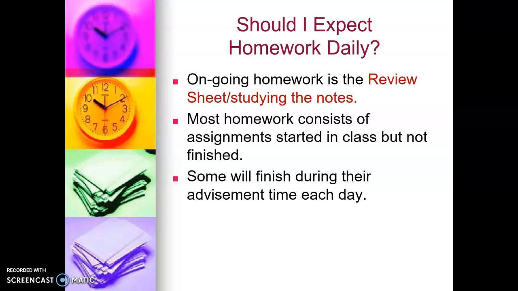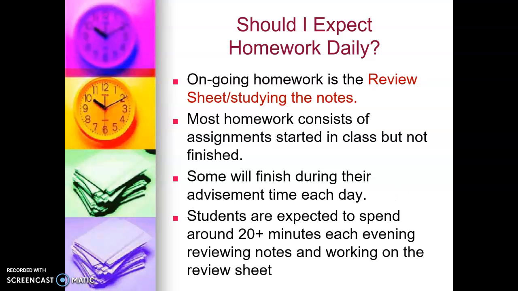So a lot of students want to know if they should expect to have homework daily. So ongoing homework is the review sheet for your unit and studying the notes, but most homework is work that you did not finish in class that you have to take home to finish. Some will finish during the advisement time each day. So you may have a teacher that will allow you to do work during your advisement time. If it's okay with them, then you can get that done. However, if you don't finish your work in class, most likely it will be work that you need to finish at home and bring back. The students are expected to spend around 20 minutes each evening reviewing notes and working on the review sheet.